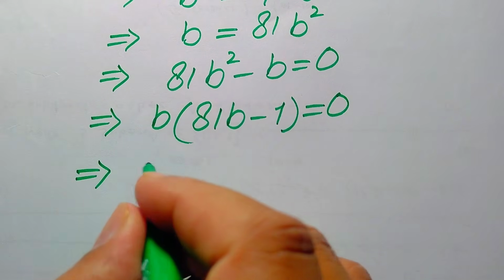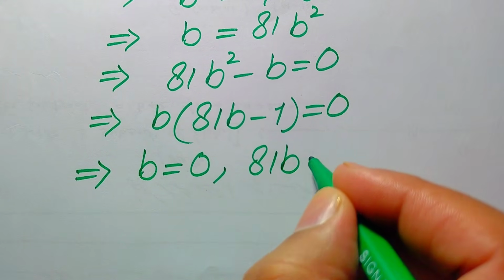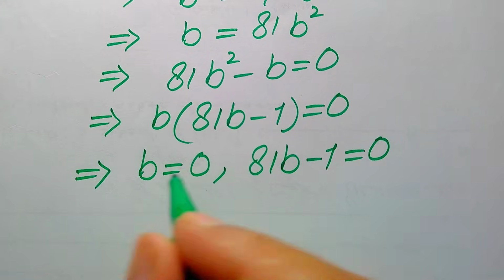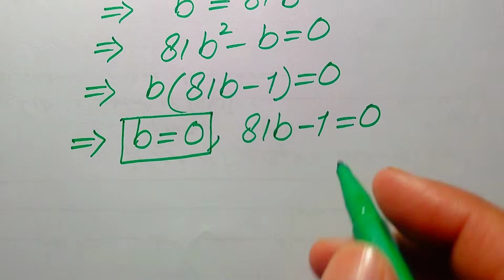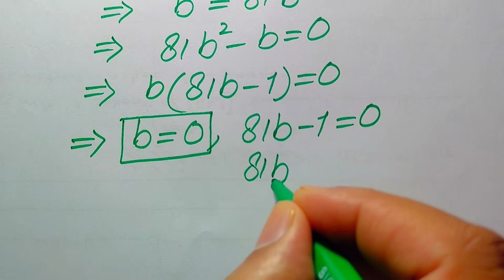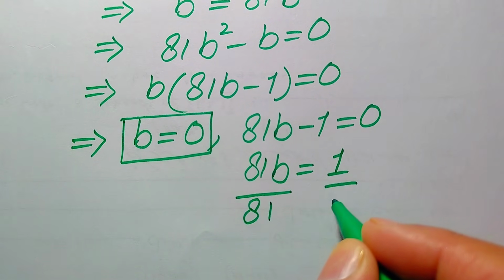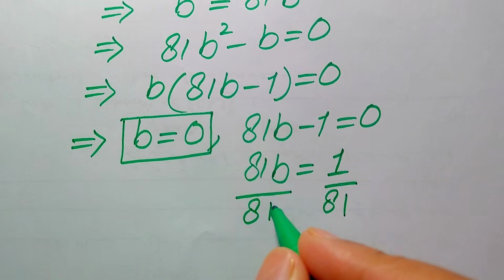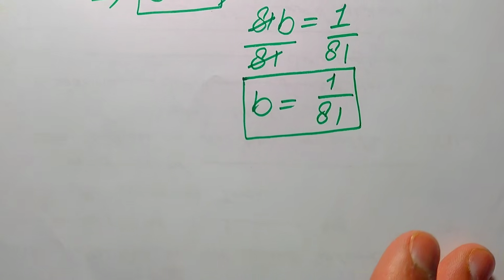And now we divide this equation into two cases. The first case is b is equal to 0, and the second case is 81b minus 1 is equal to 0. This is the first root of the given equation which we get in this method, and now for the other root we need to solve this equation. We move minus 1 to the right hand side, and we get 81b is equal to plus 1. For the value of b we divide both sides by 81 to remove 81 from here. This 81 and this 81 are gone, and we get b is equal to 1 divided by 81. So this is the value of b which we get in this method.